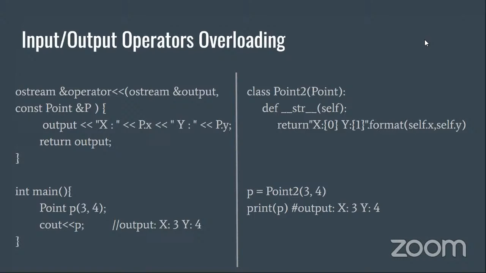Now, on the right hand side, in the case of Python, we have the dunder str function. We just return the formatted string with x as self.x and y as self.y. Below, we define a Point object 3,4, and if we print it, it will be overloaded and the output will be x colon 3 and y colon 4. Yeah. So now we'll move on to the next slide.